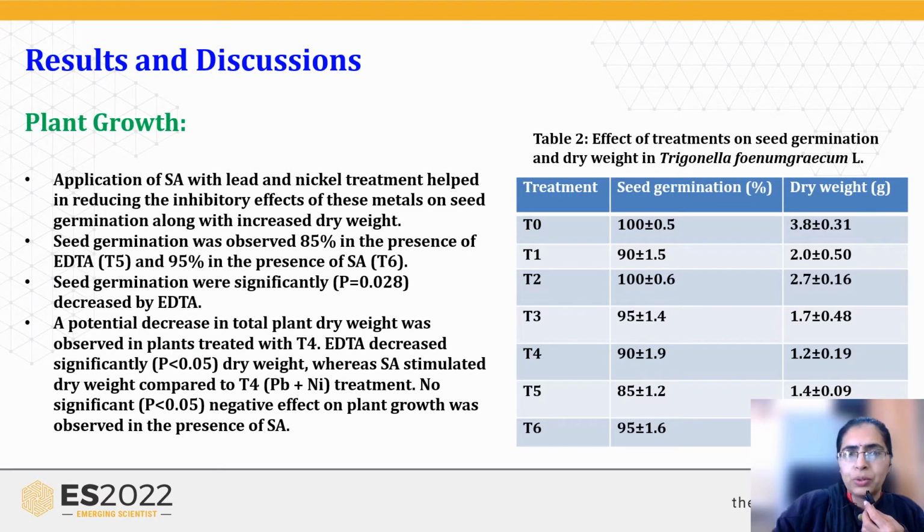Results. Plant growth. Application of salicylic acid with lead and nickel treatment helped in reducing the inhibitory effect of these metals on seed germination, along with increased dry weight. There was no significant negative effect on plant growth observed in the presence of salicylic acid.